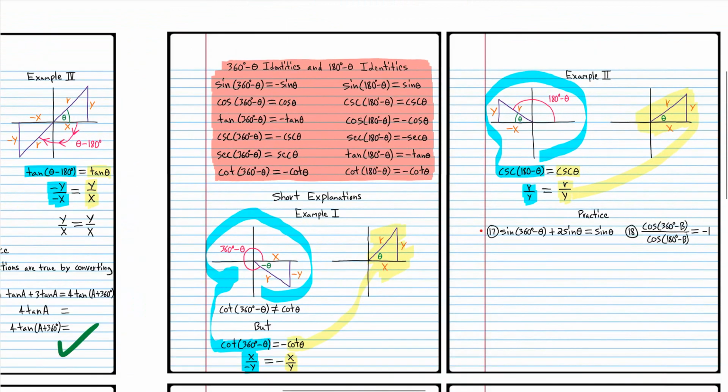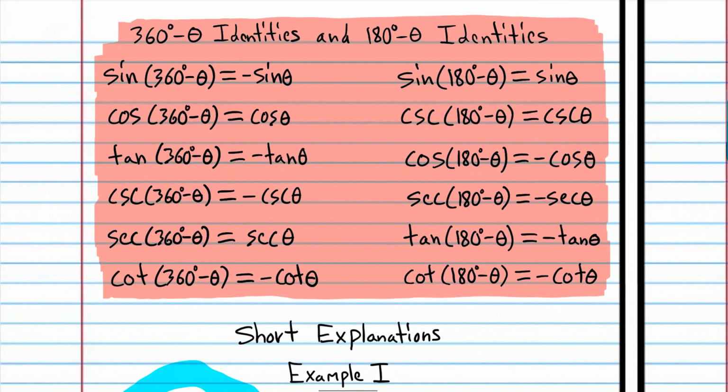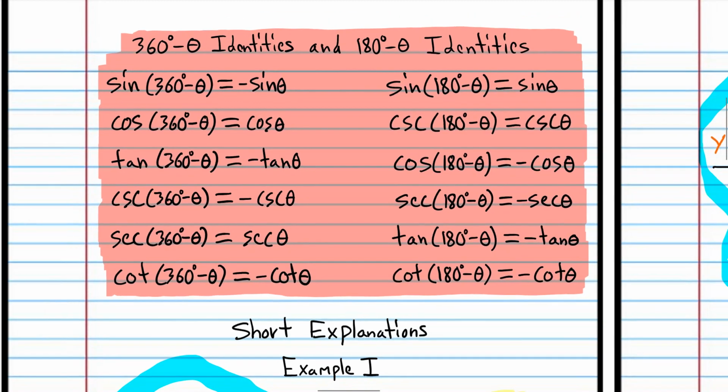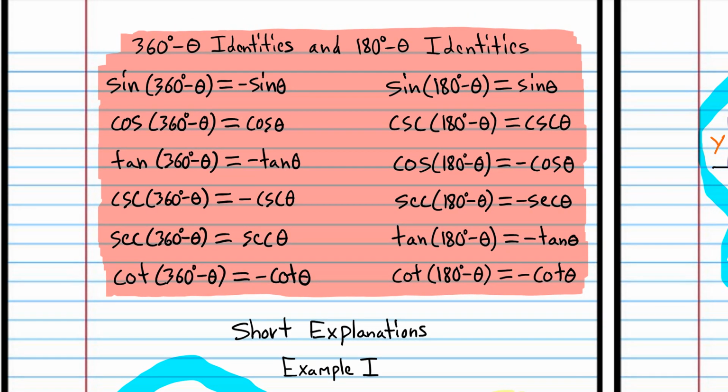Okay, so now we're going to do something that's very similar, but it's actually quite different. It looks similar, but it's quite different. Instead of adding 360 to theta or subtracting 360 from theta, what we're going to do is subtract theta from 360. And we're going to subtract theta from 180. And you're probably thinking, well, what's the difference? It's the same thing. Well, actually, it's not the same thing.